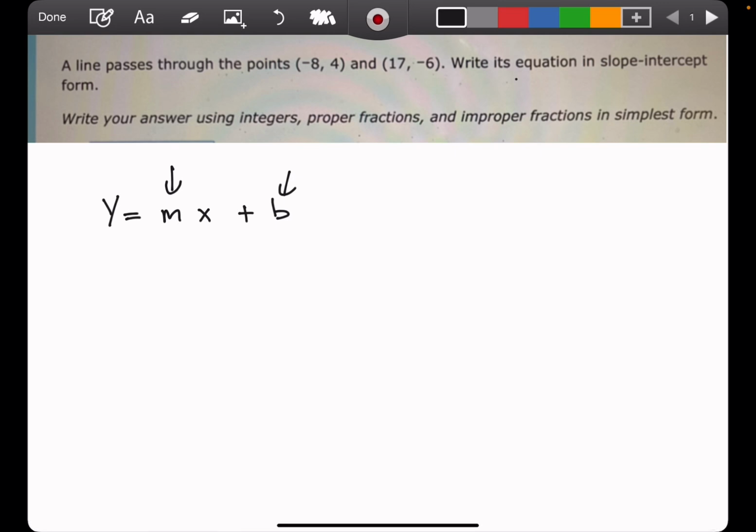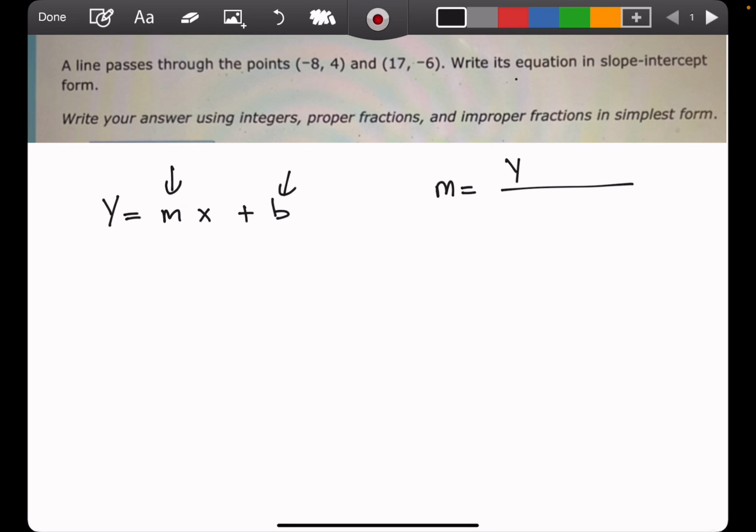What does b stand for? Y-intercept. What does m stand for? The slope. Was the slope given to us? No. Are we given enough information to find the slope? Yes. And how do we find slope again? I forgot. Can someone remind me how to find slope?